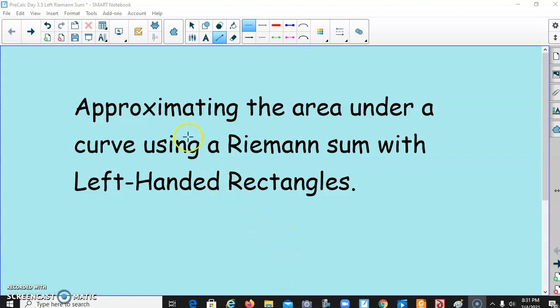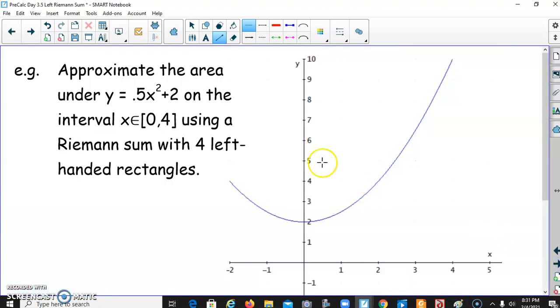Hi, in this video we're going to look at how to approximate the area under a curve using a Riemann sum with left-handed rectangles. For our example, we're going to use the curve y equals 0.5x squared plus 2, which is shown here in blue, and we're going to approximate the area under that graph on the interval x element 0 to 4 using a Riemann sum with 4 left-handed rectangles.